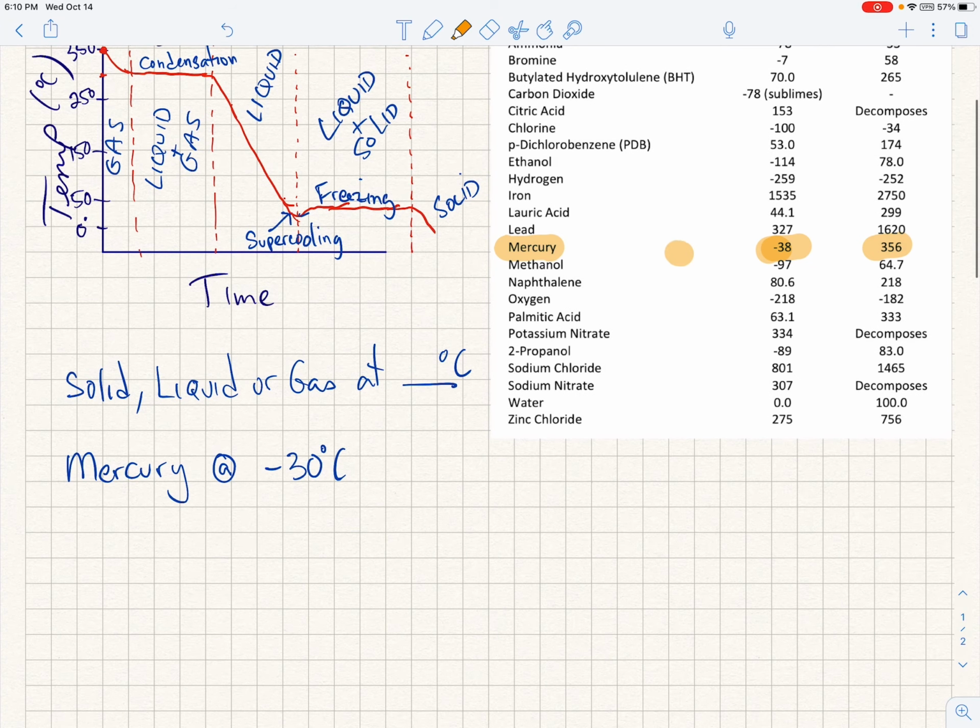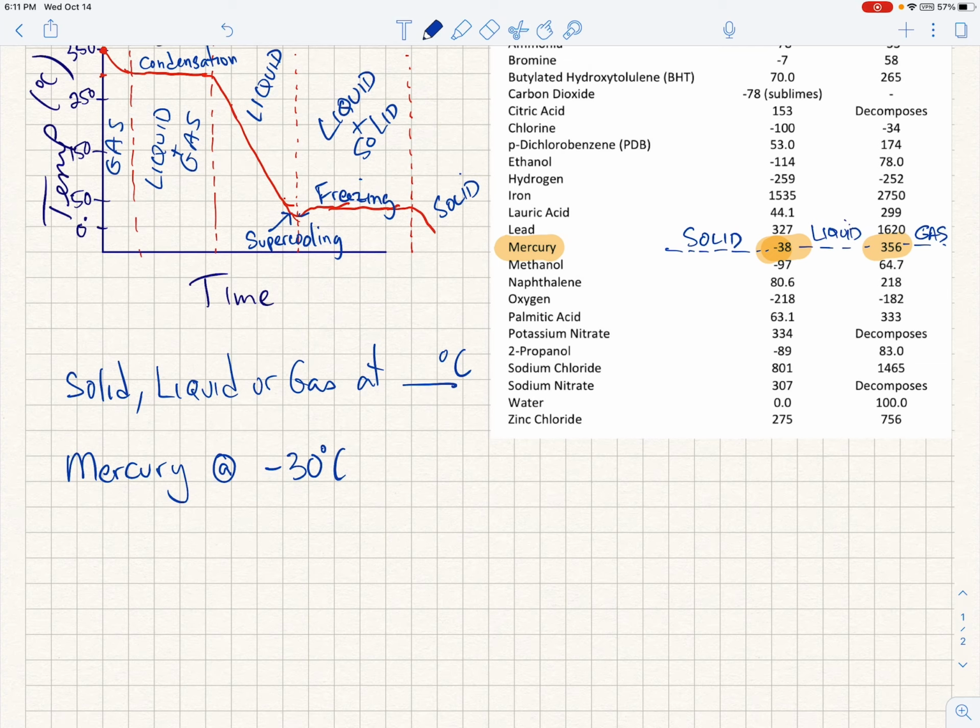So thinking about that sort of as a number line, if you look at those temperatures and imagine that they were on a number line. Okay, so here's my number line. So minus 38 degrees Celsius is the freezing point. So if the temperature is below minus 38, you have a solid. When the temperature is above 356, so to the right of the 356 degrees, you'd have a gas. And if the temperature were above the melting point, but not yet at the boiling point, if it were in between, then you'd have a liquid.